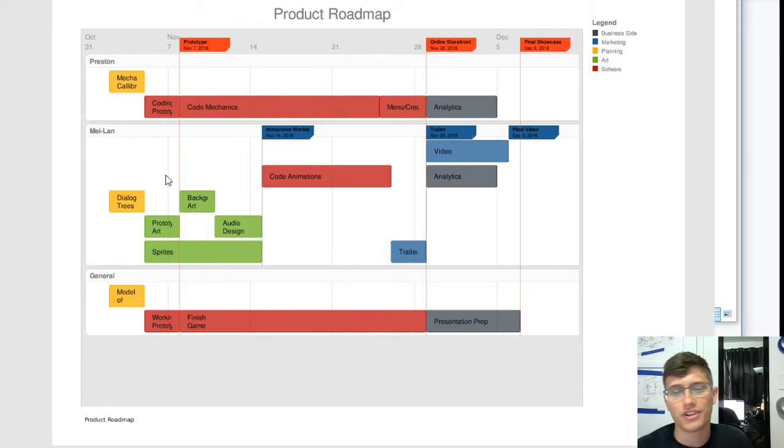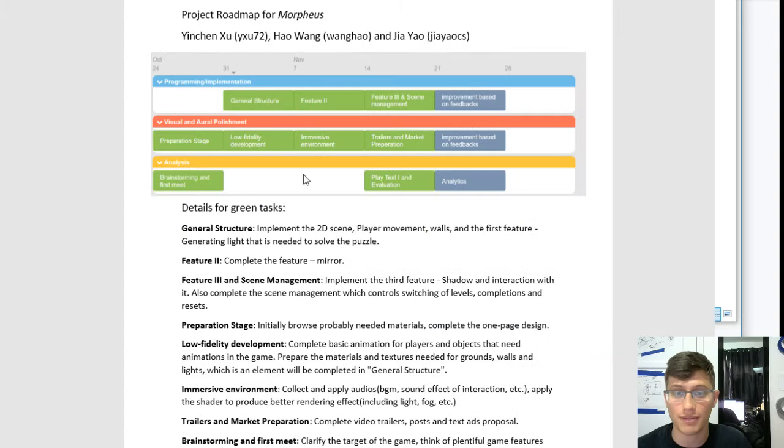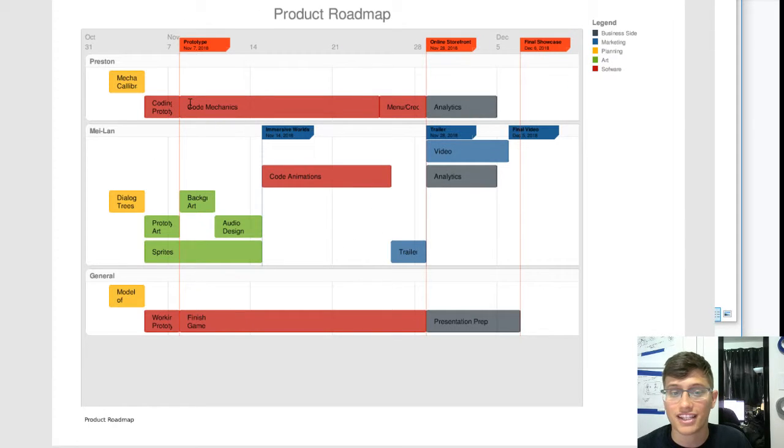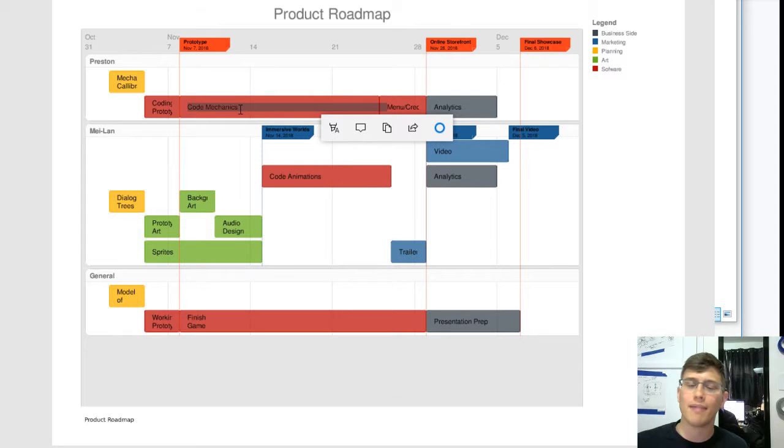But what you're going to notice is that this team did not do a good job of defining what each one of these tasks are. So while the previous team did a great job of going into greater detail down here within the details section, this team just has code mechanics. Now, what does that mean? It's a little hard to understand what that means, and so I don't think they did a very good job of that.